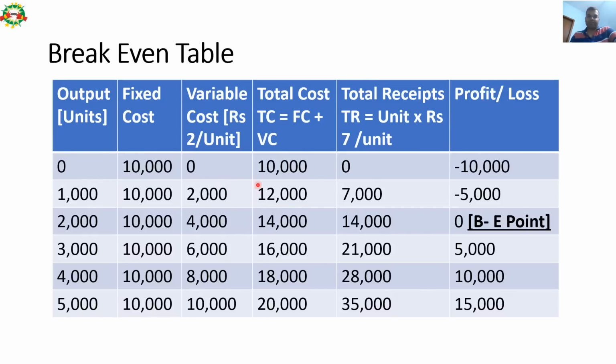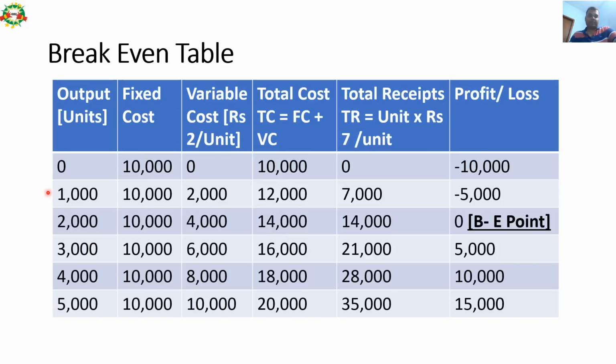Since variable cost is 2 rupees per unit and there is no production, variable cost 2 multiplied by 0 is equal to 0. That means total cost will be equal to fixed cost plus variable cost, which is 10,000. Since there is no production, the factory will not be able to sell anything. So the total revenue, total receipts to the company, will be 0. That means the factory will book a net loss of 10,000 rupees under this scenario number 1.